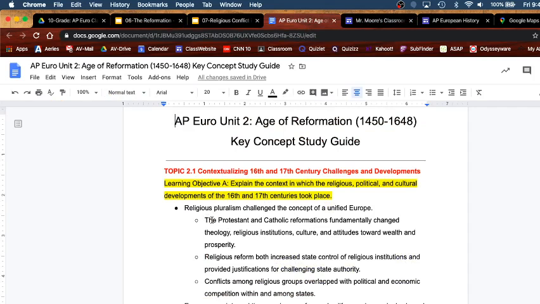I'm going to come back to this study guide here, this key concept study guide, and hit some of these bullet points to make sure we've covered them. The Protestant and Catholic Reformations fundamentally changed theology, religious institutions, culture, and attitude towards wealth and property. So this religious and theological debate that's going to happen within Christianity is going to change culture, and it's going to change people's attitude about how they see the world. And that's true.